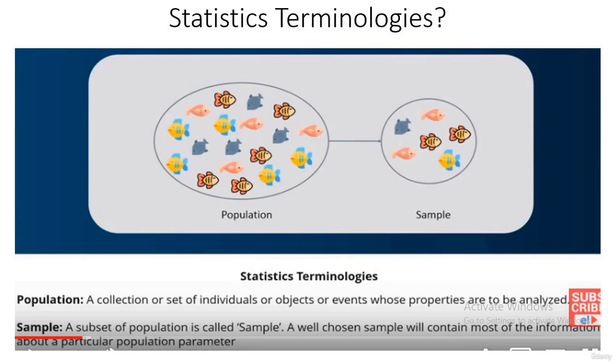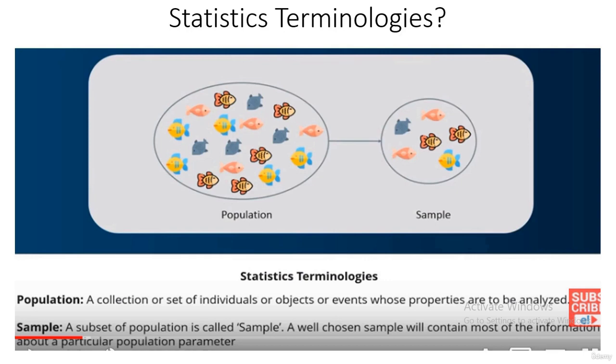Okay, now let's look into the statistics terminologies. You will find a lot of terminologies like population, sample, and more. Again, population is a collection or set of individuals or objects or events whose properties are to be analyzed.